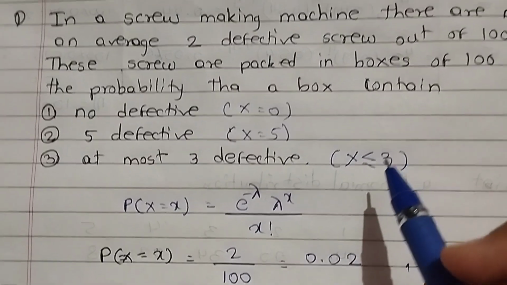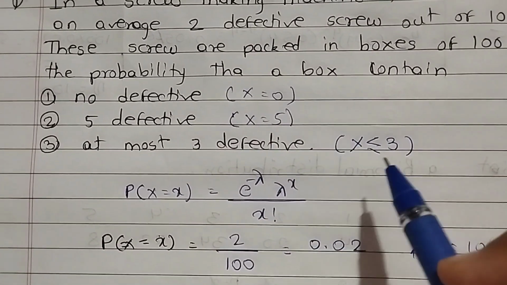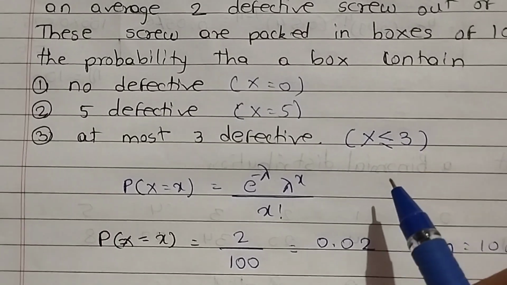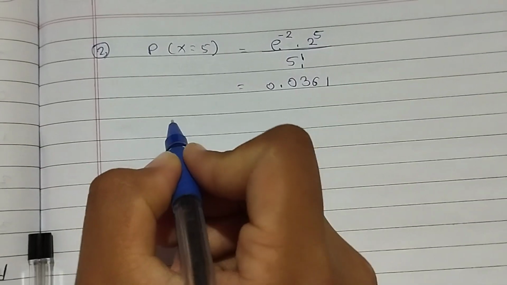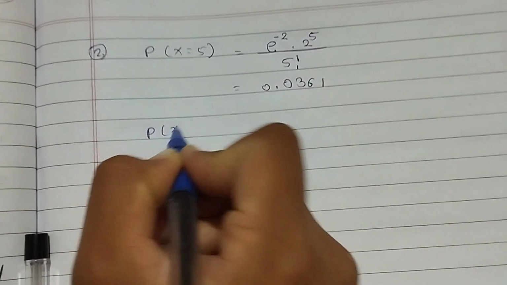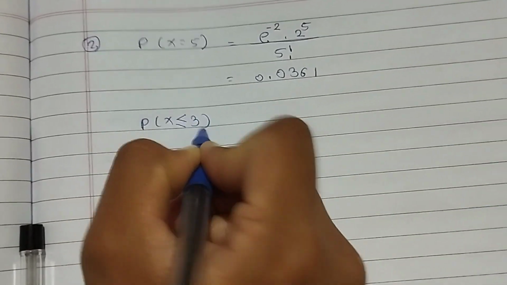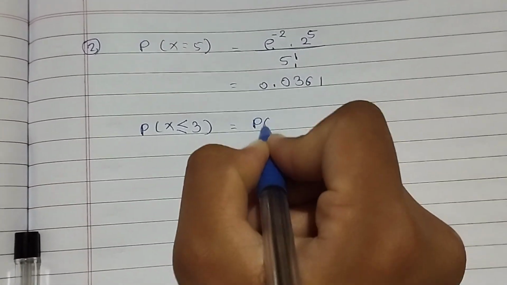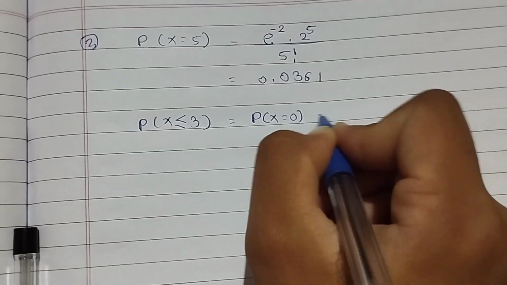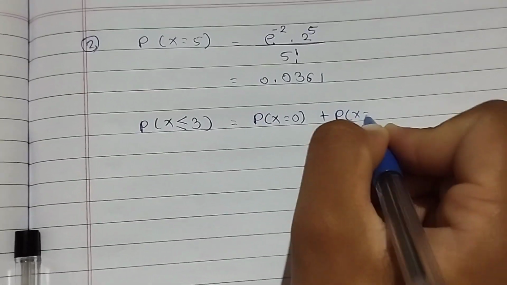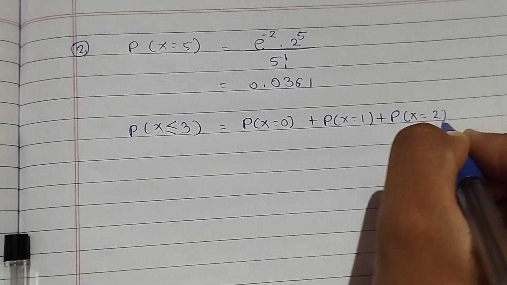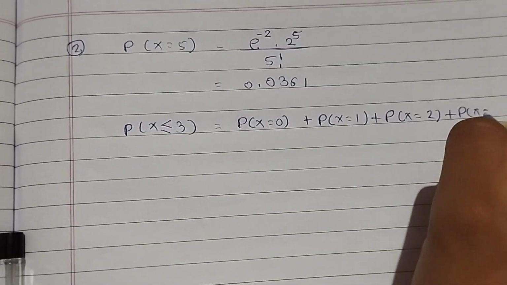Now the last one is at most. At most 3, any smaller value is fine. So P of x smaller than or equal to 3 is nothing but the value of x equal to 0 plus x equal to 1 plus x equal to 2 plus x equal to 3.